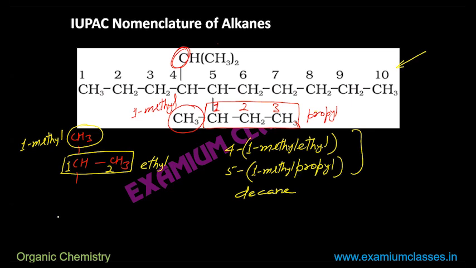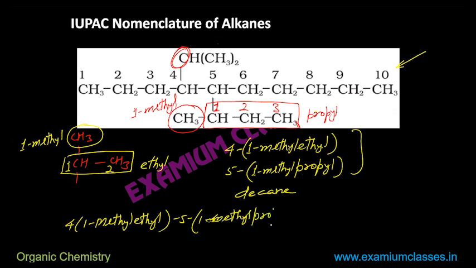Okay. So I will write 4, 1-methylethyl. Then at 5, 1-methylpropyl decane. There will be hyphens between any alphabet or letters, digits or alphabets. There will be a hyphen.